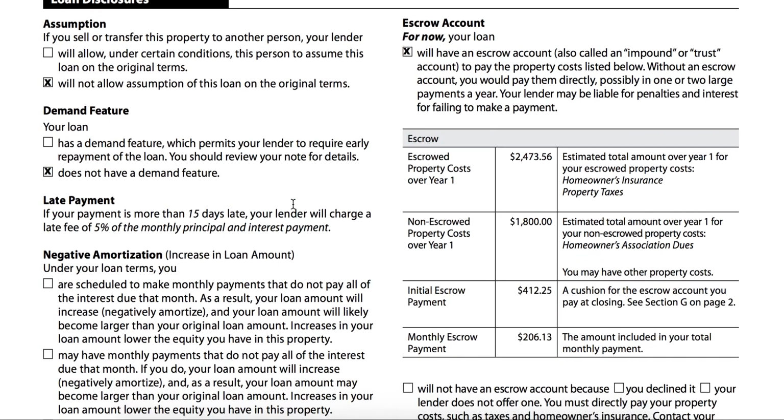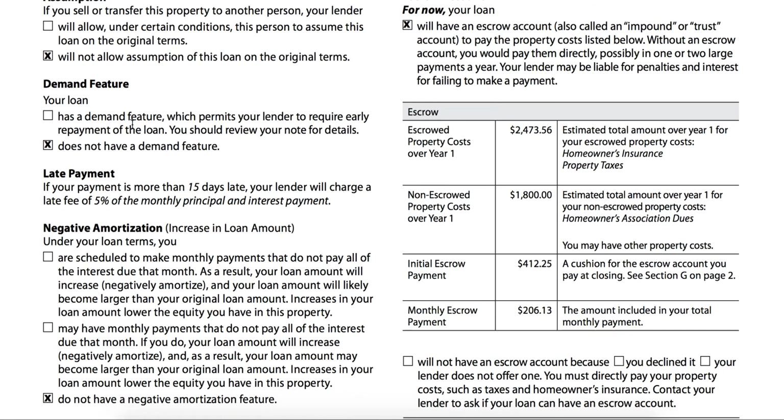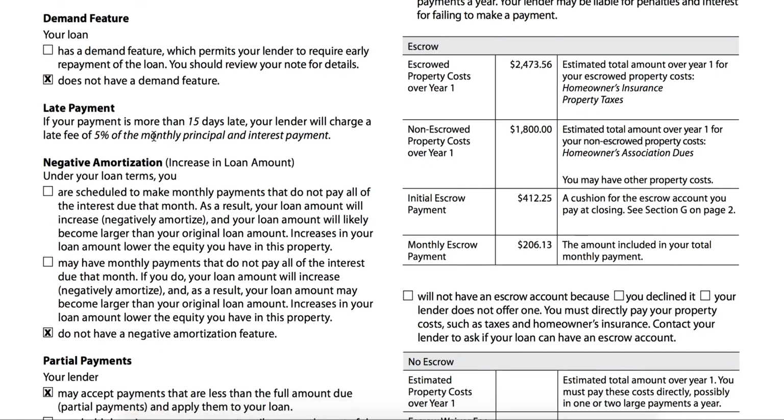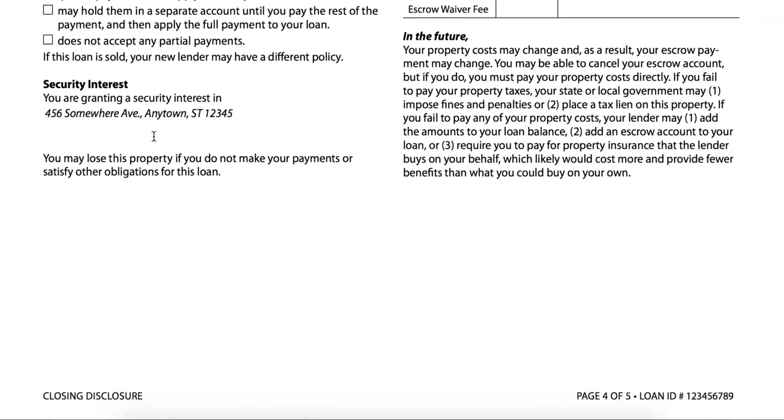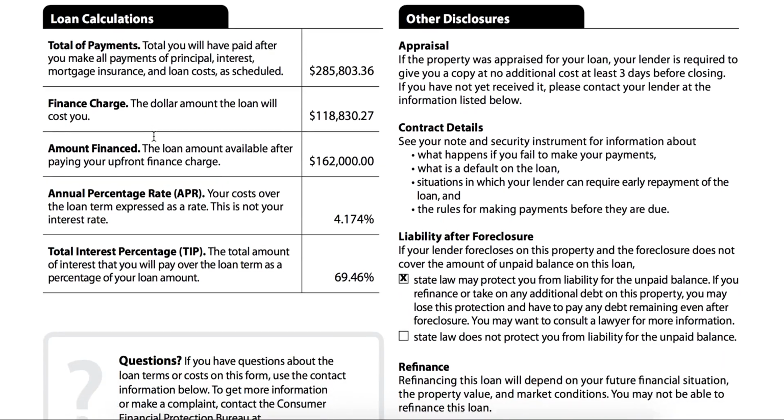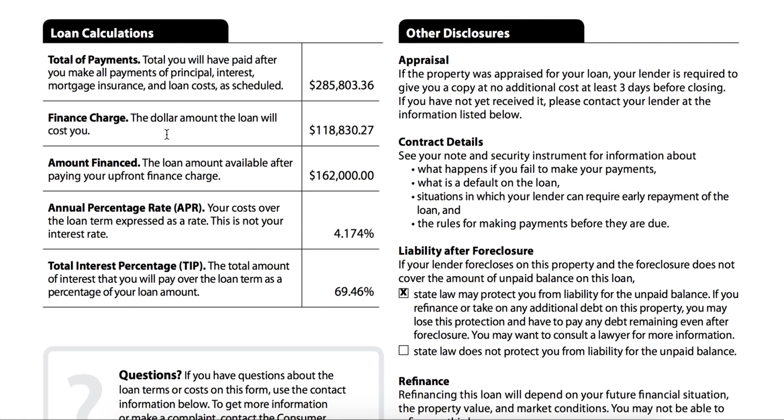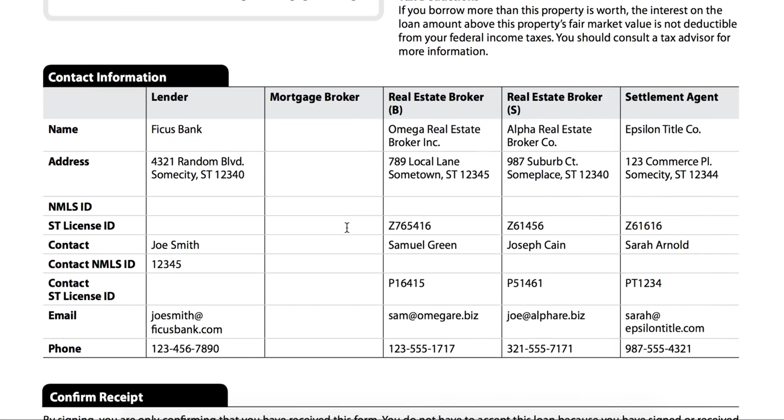The following page goes over some basic summary. Is your loan assumable? Is there any demand feature like a balloon? When is the loan considered late? Very basic things on this page. And then the very last page gets into some total figures. What the total amount of payments that you would make over the life of the loan are, the finance charge, the interest, your original principal, the APR, some very basic things.